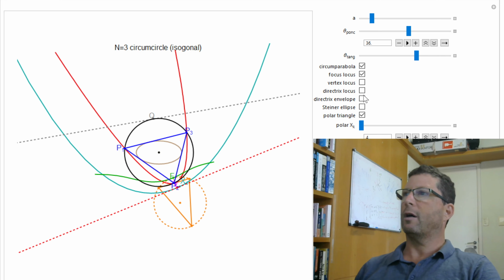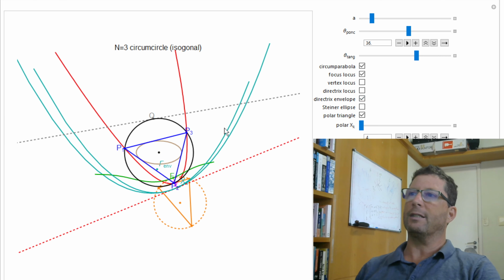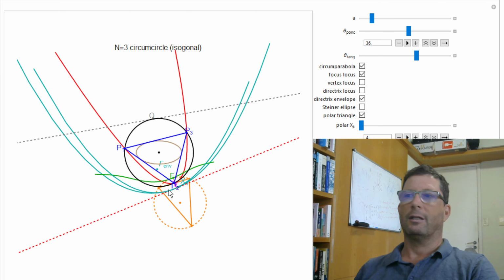And if you actually draw the directrix envelope, you're going to see again that you get a very similar parabola. This one we know numerically to be a parabola, which is again tangent to the locus of x4 of the polar. Why is that? We don't know. Okay, last phenomenon.